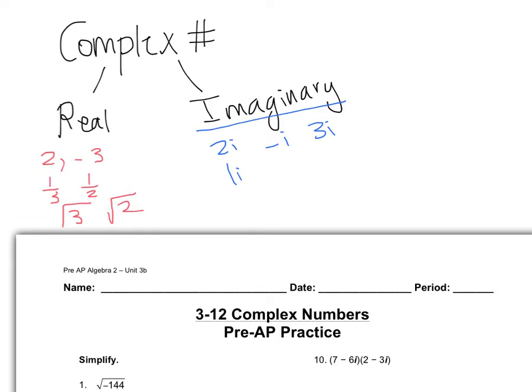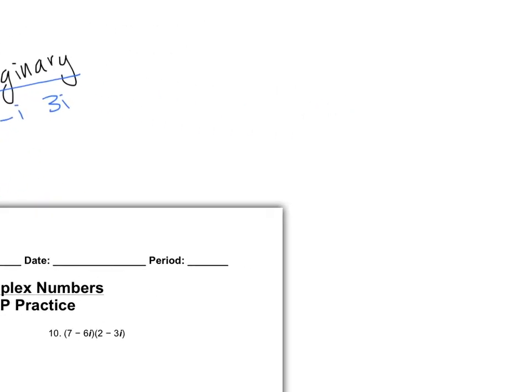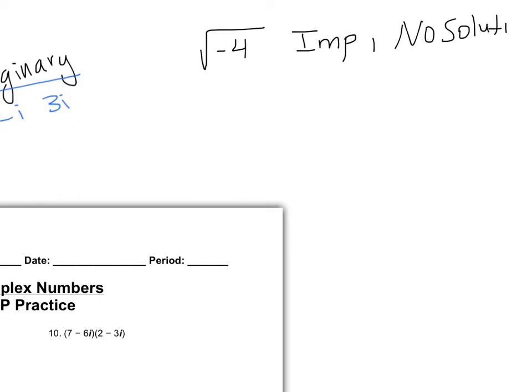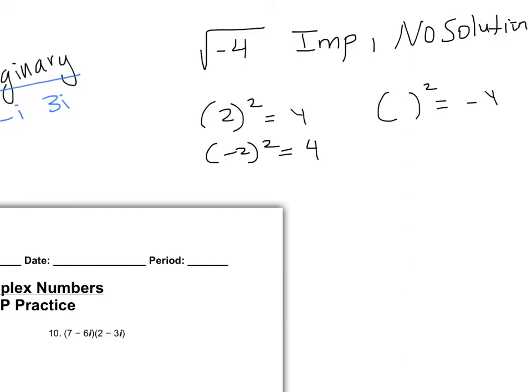So where does the i come from? For the longest time in the history of math, every time you came across a number like the square root of -4, you would say that this is impossible, or there's no solution. The reason is that if you square 2, you get 4. If you square -2, you get 4 as well. So there's no way you can square a number to get a -4. There's no way you can square a number to get a negative number, period.